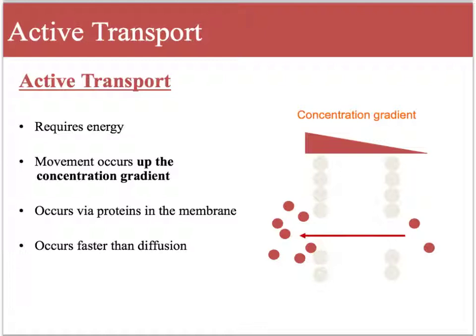It requires energy. So the movement occurs up the concentration gradient. So in my cell, I've already got some potassium, but I want more. So I'm going to put an input of energy to push more potassium into my cell. It occurs via proteins in the membrane. So those are the guys that are embedded that give it the mosaic look. It occurs faster than diffusion. Why? Well, I'm inputting energy, so I'm kick-starting the process.